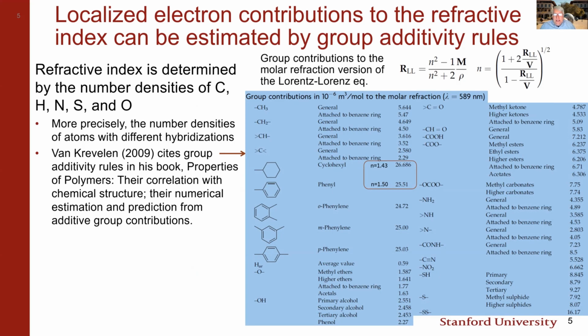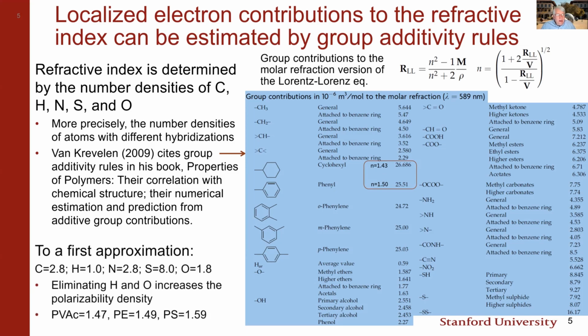And you can see that the carbon numbers to a first approximation are about 2.8, hydrogen about 1, nitrogen about 2.8, sulfur around 8, oxygen about 1.2. And so the first concept I want to introduce is that when you eliminate hydrogen and oxygen, you're going to get a higher molar refraction. And that's what maturation does. It eliminates hydrogen and oxygen. So in the polymers down there at the bottom, you can see that polyvinyl acetate has oxygen, and it has a slightly lower refractive index than polyethylene.